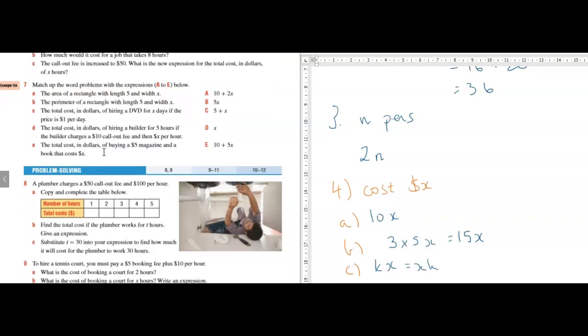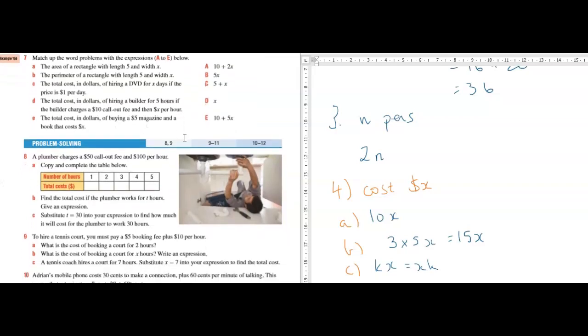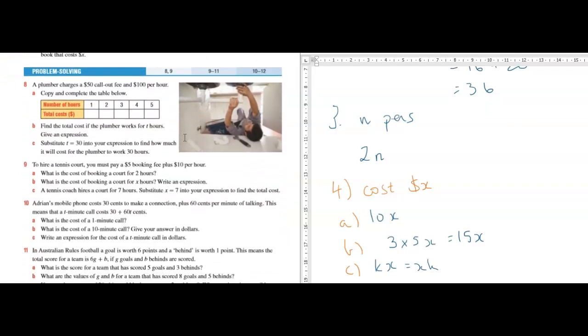All right, question 7. Match up the word problems with the expressions A to E below. All right, so the area of a rectangle with length 5 and width X. So area is length times width, so it's just going to be 5 times X. So 5X matches to B. I'm going to leave you with the rest and see how you go because you've got the answers there. It's just a process of going through and thinking about which one matches with which.